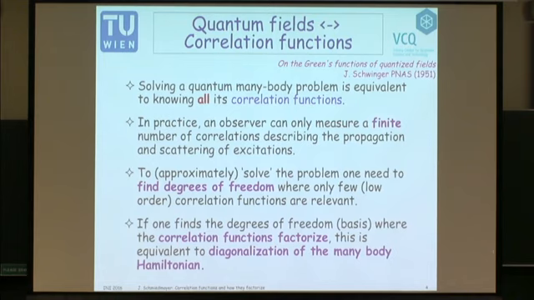And so to approximately solve such a many-body problem, I want to find the degrees of freedom where only a very few, or the lowest order, correlation functions have relevant information. It means that all higher order correlation functions, within the statistical accuracy of my experiment, I can reconstruct from the lower order ones.